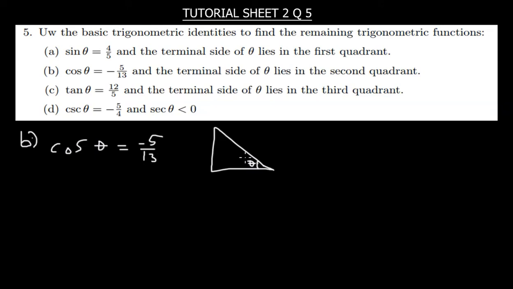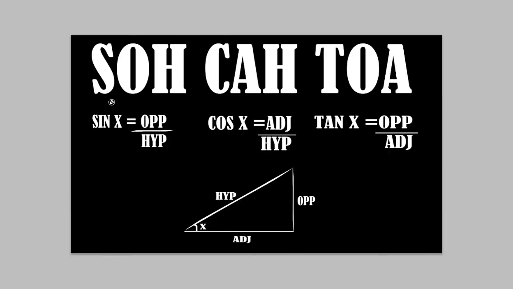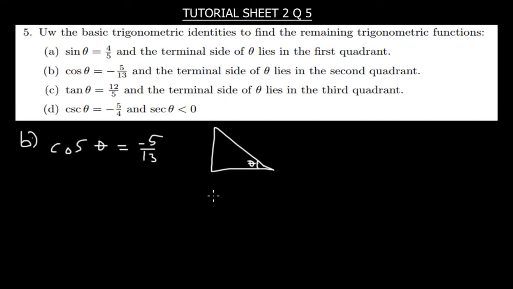And then you have your opposite. According to SOHCAHTOA, cos is adjacent over hypotenuse. So my adjacent here is 5, and then the hypotenuse is 13. When you use Pythagoras to find your solution there, you find your opposite to be 12.